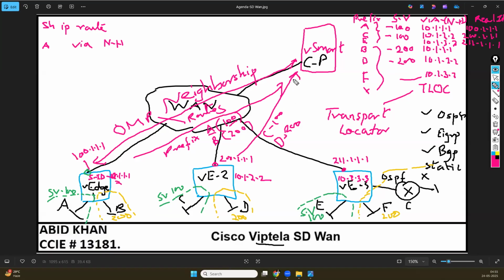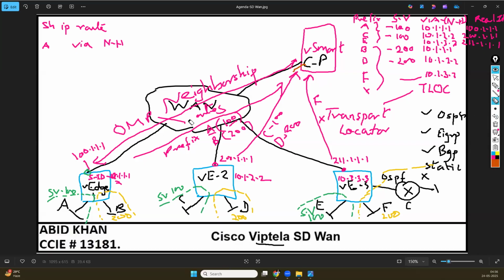Now vSmart's job is to what? Forward this information. Same way, this has informed, I'm just writing here F and X. Now once vSmart learns about all the prefixes through OMP, what will it do? See, let me use a different color. vSmart now will forward.